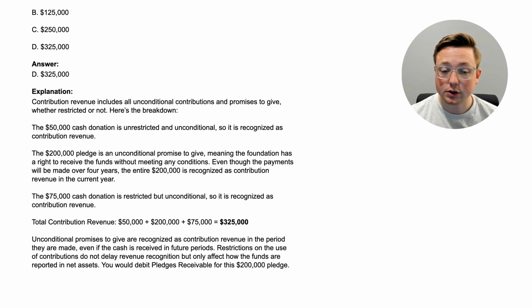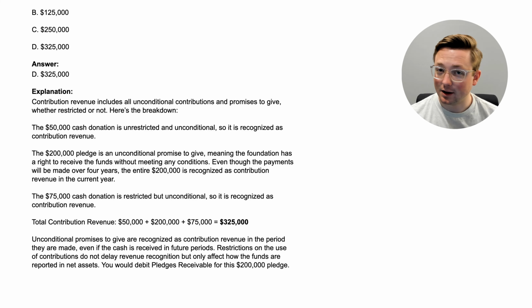Contribution revenue includes all unconditional contributions and promises, and we did mention this before, but we hadn't really seen it yet as far as unconditional promises, whether they're restricted or not. So the $50,000 cash donation is unrestricted and unconditional, so they can use it for whatever they want, and they don't have to meet any conditions to keep it, so it's recognized as contribution revenue, and it would technically be without donor restriction.